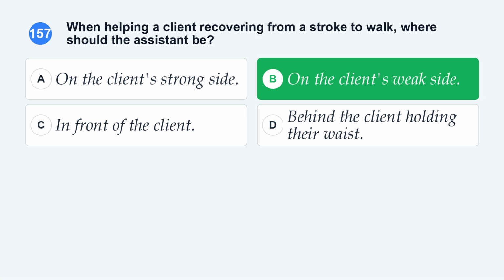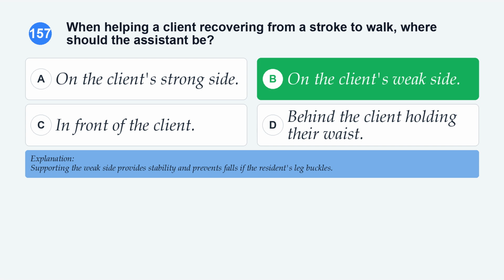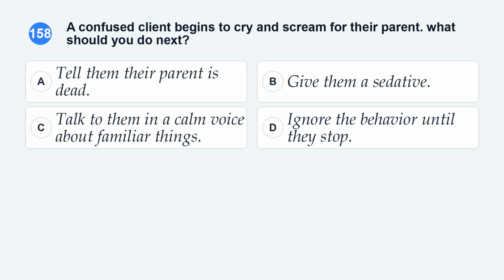The correct answer is option B, on the client's weak side. Explanation. Supporting the weak side provides stability and prevents falls if the resident's leg buckles. Question 158. A confused client begins to cry and scream for their parent. What should you do next?